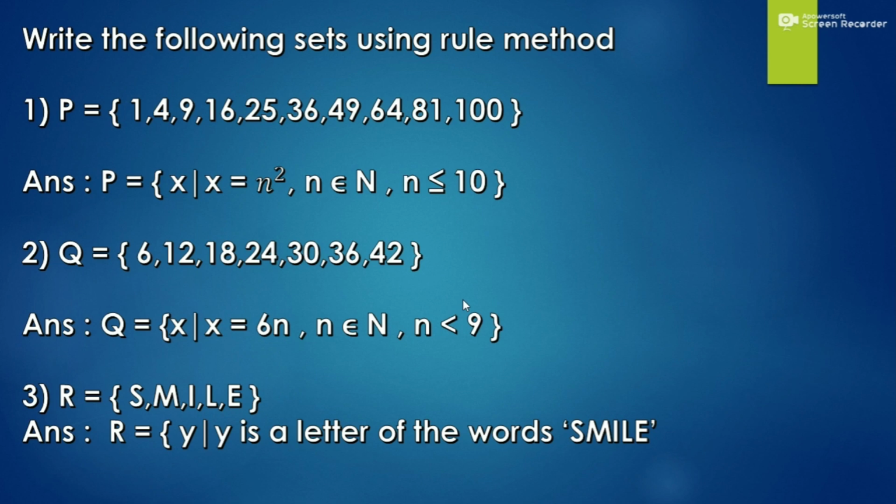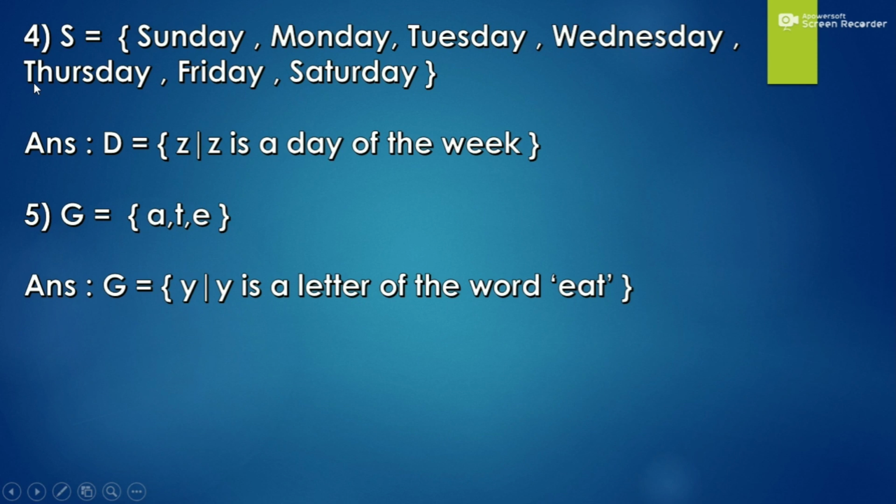Then next example, that is S is equal to Sunday, Monday, Tuesday, Wednesday, Thursday, Friday and Saturday. Then in the rule method, we put the answer, that is D is a set of all z such that z is a day of the week. We all know that the days of the week are 7, that is Sunday to Saturday. Then here we can also represent the set by the letter x, y or z.